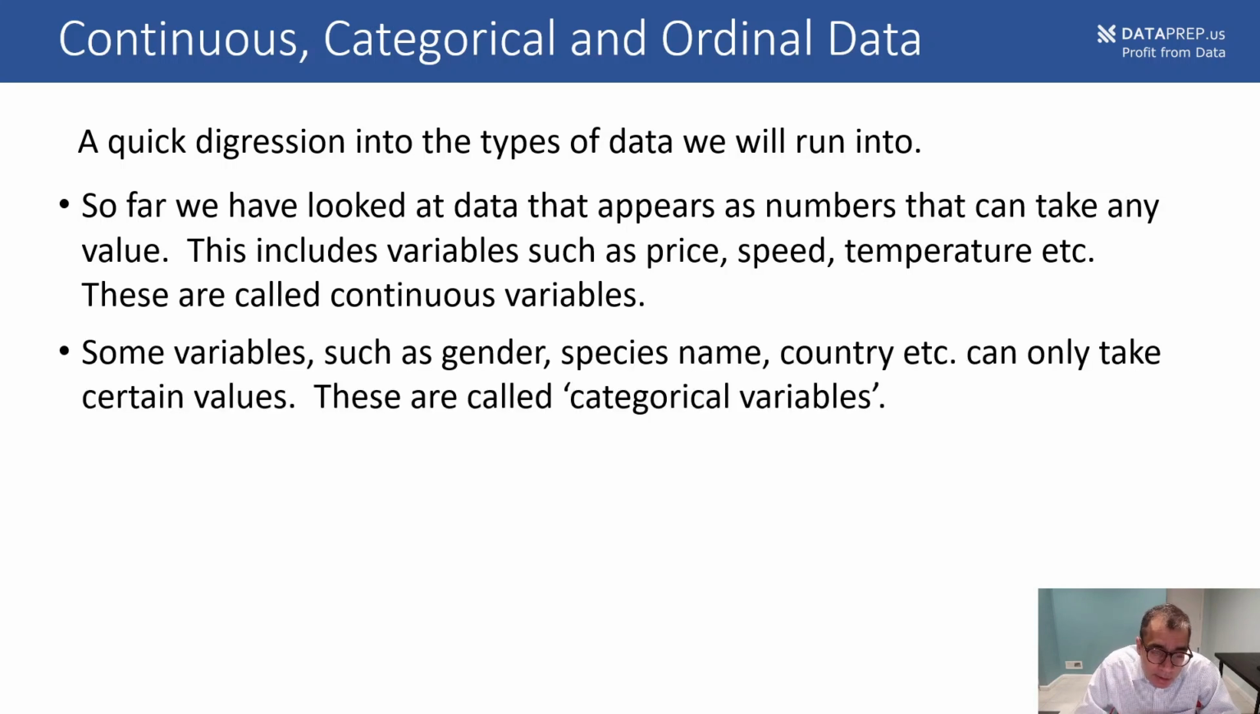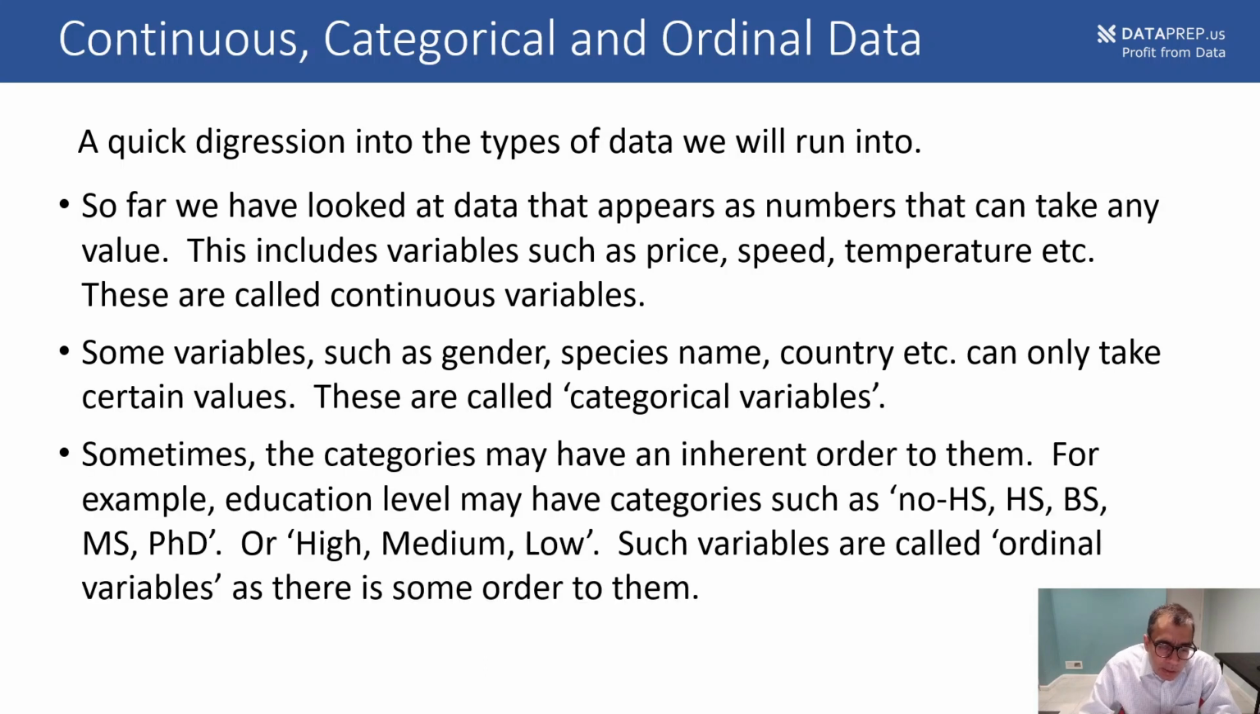But some variables, and as I mentioned, gender, species names, countries, etc., can only take certain values. These are called categorical variables. Sometimes these categories may have an inherent order to them. For example, education levels may have categories such as no high school, BS, MS, PhD, and so on. Or you may have scales that reflect high, medium, or low. Such variables are called ordinal variables, as there is some order to the categories.